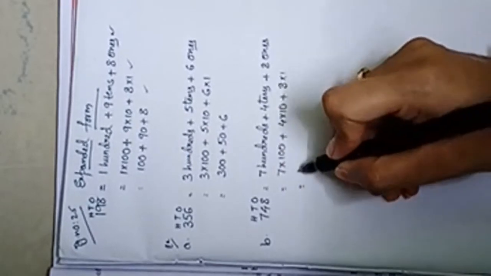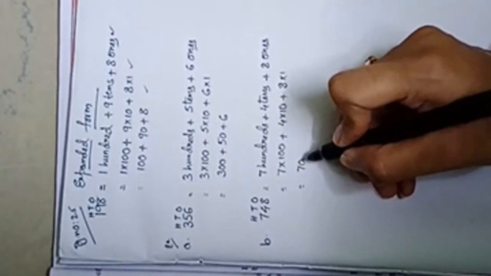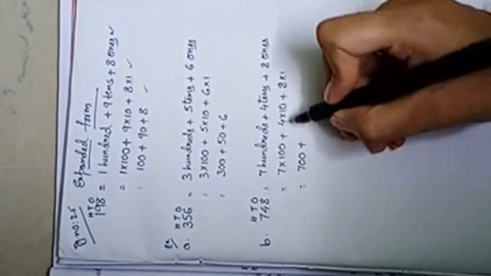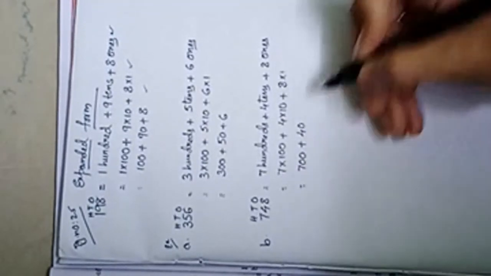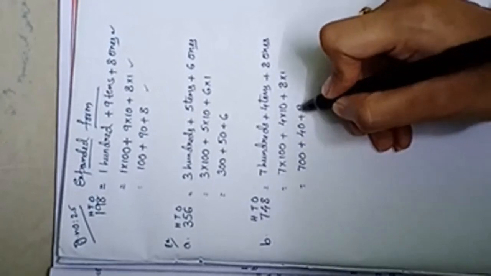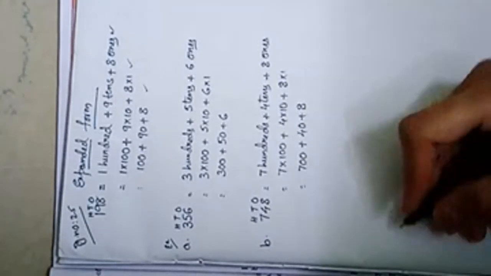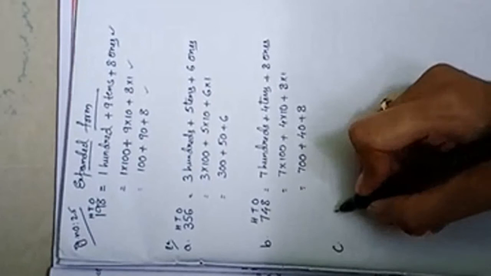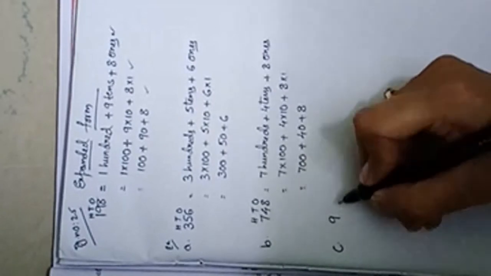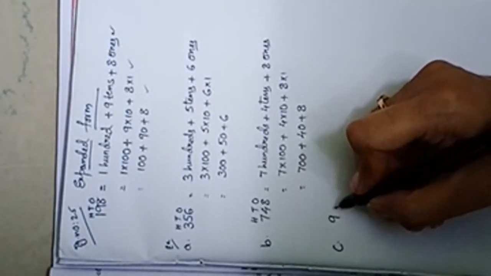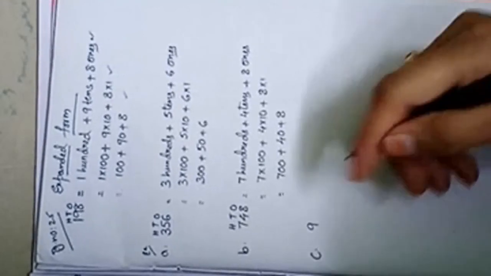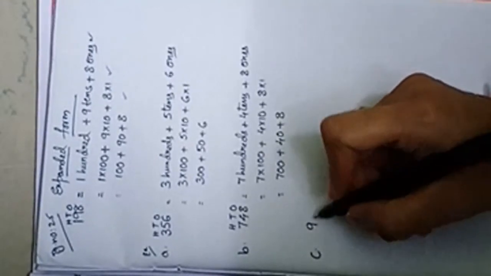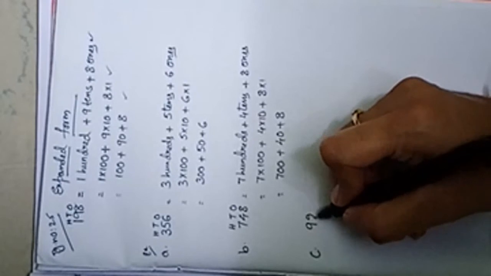Now 7 multiplied by 100 will give us 700. And next, 4 tens are 40. 8 ones are 8. Understood, children? Next, 920 and last example, children. With this, I'll stop today's class.